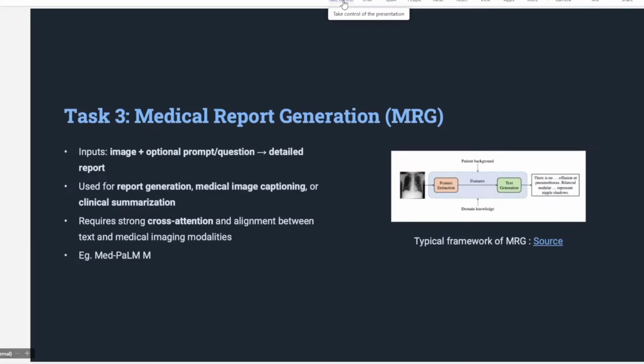A typical framework of MRG is as shown on the screen, where you have an input image which is passed through some feature extraction process, and ultimately there is a text generation component which knows how to decode the learned features into a meaningful text representation. But the key thing to note here is that it requires strong cross attention and alignment, because exactly delineating the abnormality present in the image from just one single X-ray image is a very tough task, and it requires really strong training guardrails, which we will see in the following slides.